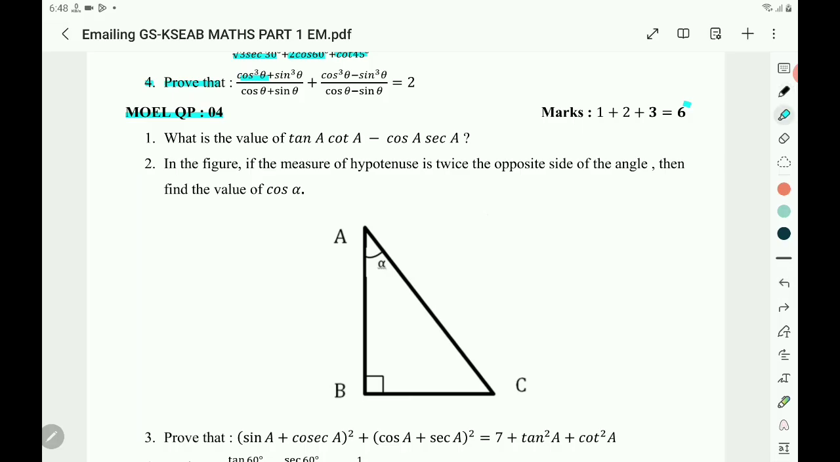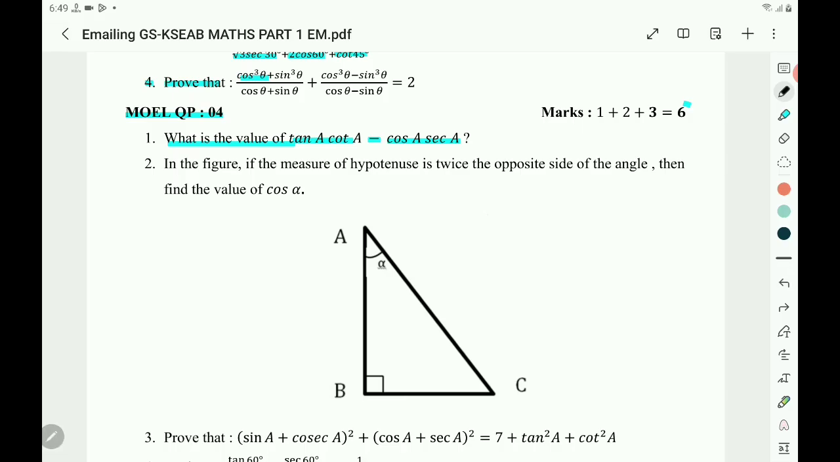What is the value of tan A into cot A minus cos A into secant A? Here you observe tan and cot are reciprocals of each other. Cos and sec are reciprocals of each other. The product of the reciprocals becomes 1. So you will get 1 minus 1, which is equals to 0. But let us write it in detail.